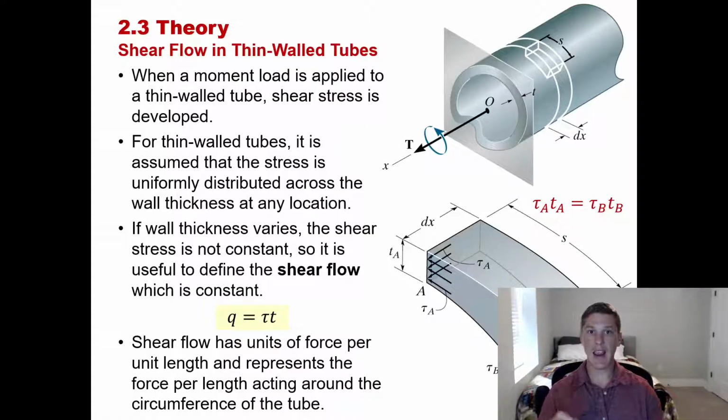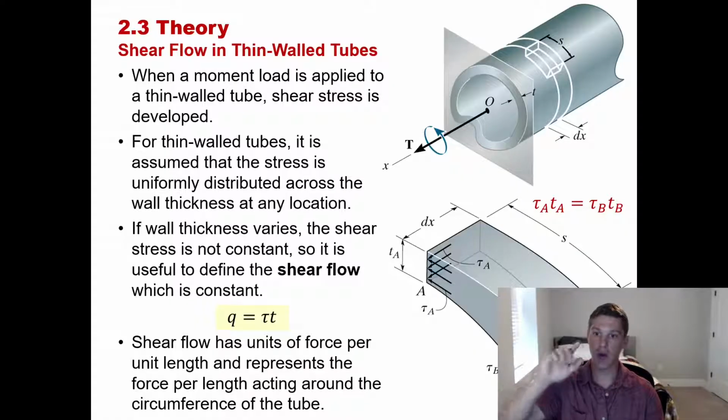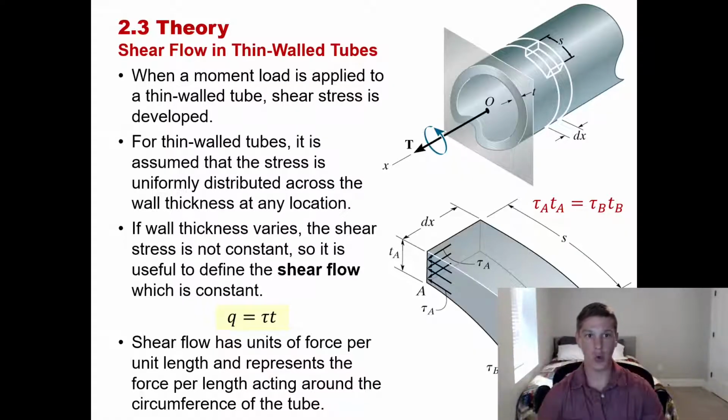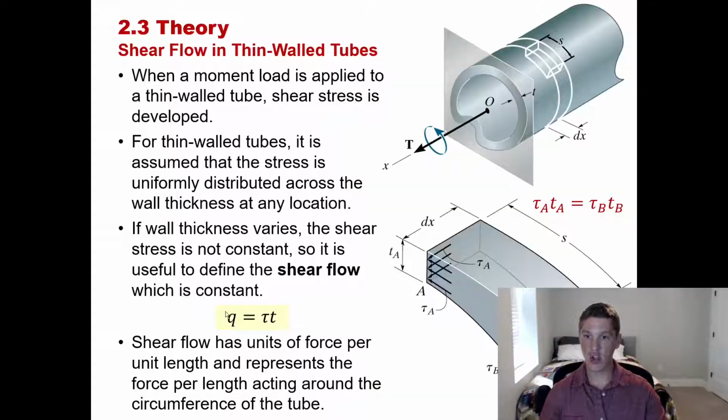So we're saying that at any particular location around the edge of this tube, we're assuming that the shear flow is going to have a constant value, because any differential slice around the circumference of that tube is going to carry the same force. So Q, the shear flow, is going to be constant around the circumference of our tube.